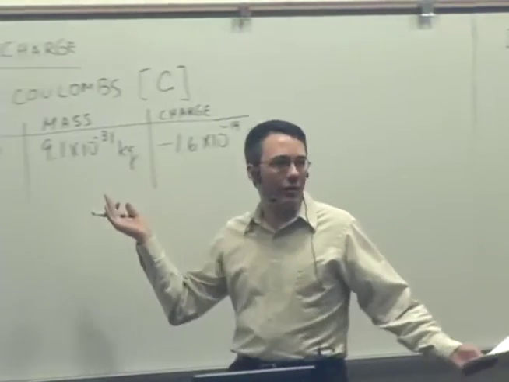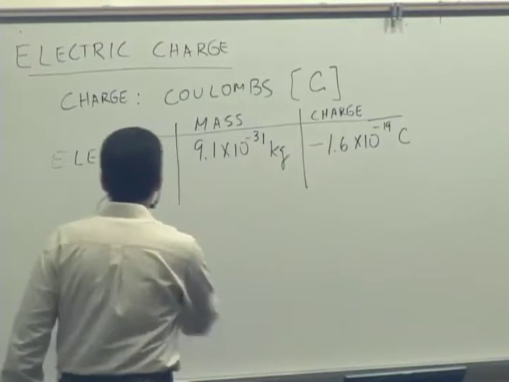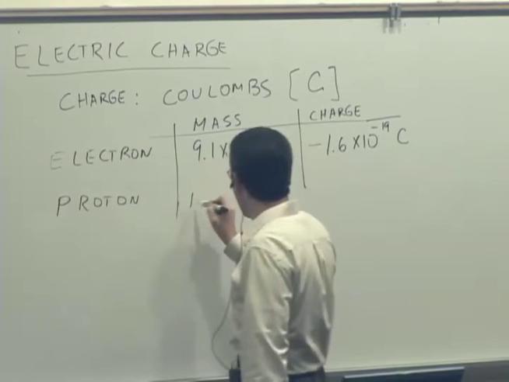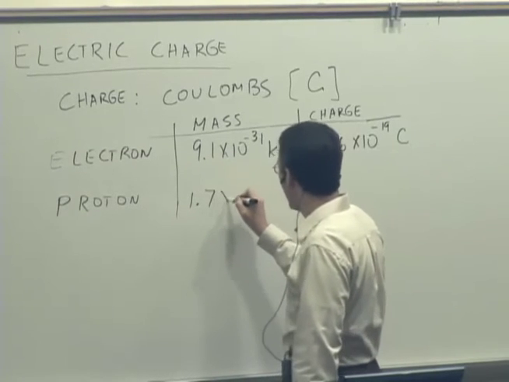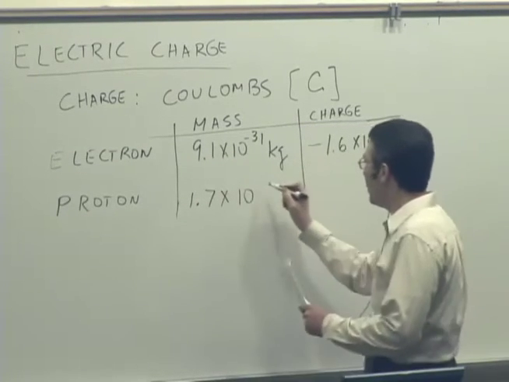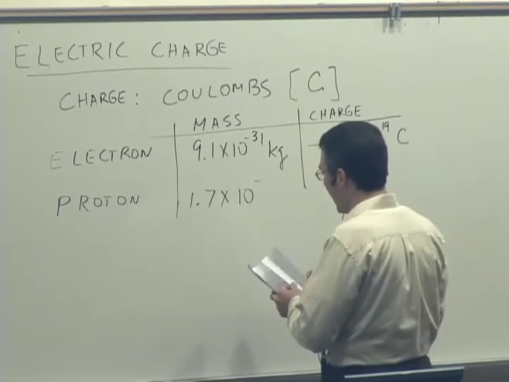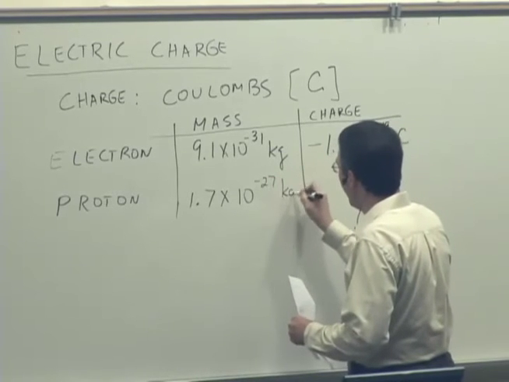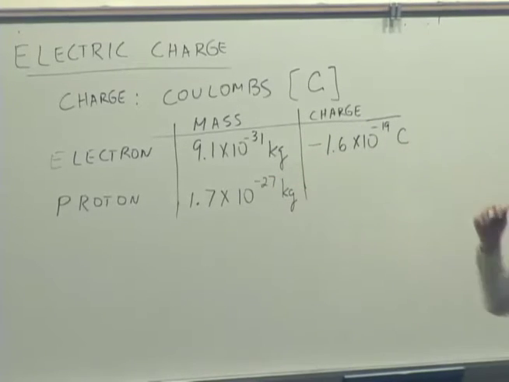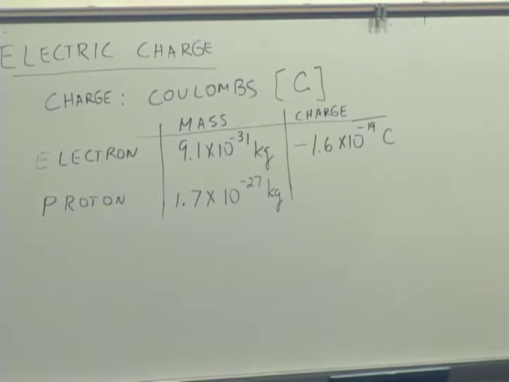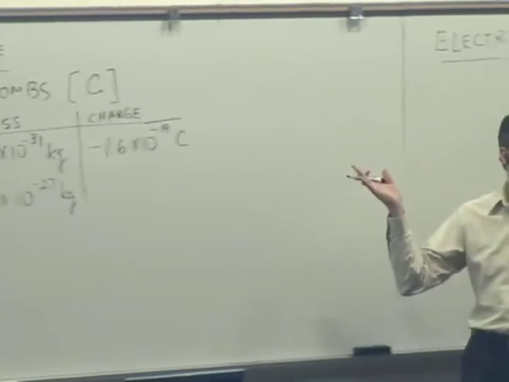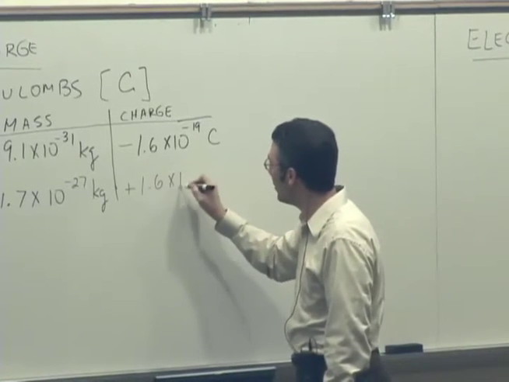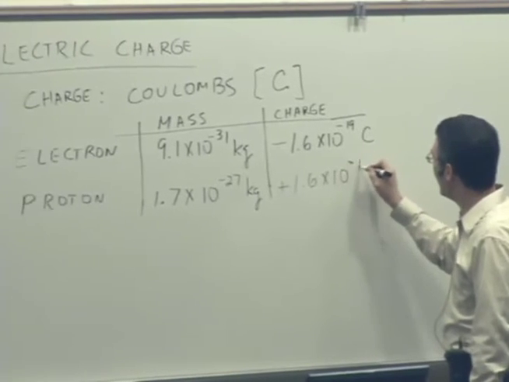What else? What other things have charge that we know? Protons have charge, right? So a proton has a mass. It's a lot heavier than an electron. Protons have a mass of 1.7 times 10 to the minus 27 kilograms. So it's small, but it's about 1,000 times heavier than an electron. But the charge is positive, the same thing, right? Positive 1.6 times 10 to the minus 19 coulombs.